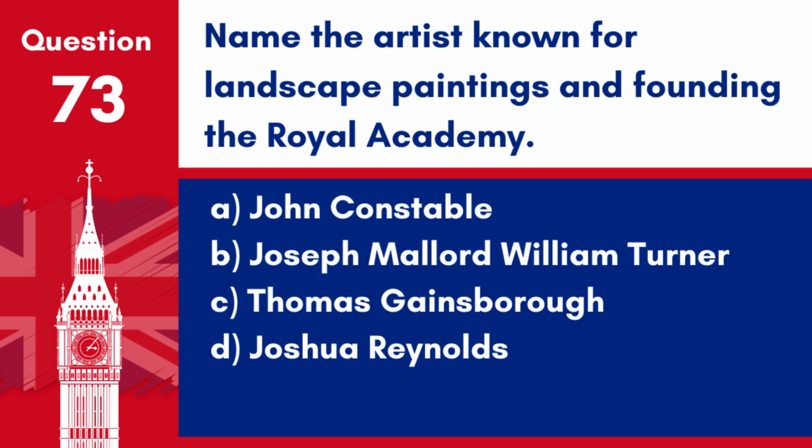Question 73. Name the artist known for landscape paintings and founding the Royal Academy. A. John Constable. B. Joseph Mallord William Turner. C. Thomas Gainsborough. D. Joshua Reynolds.